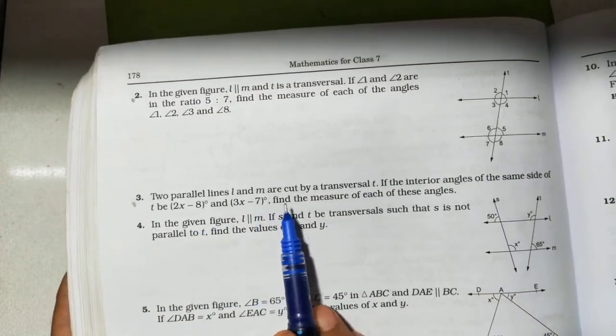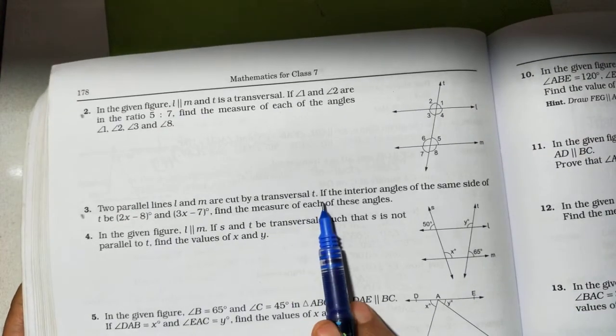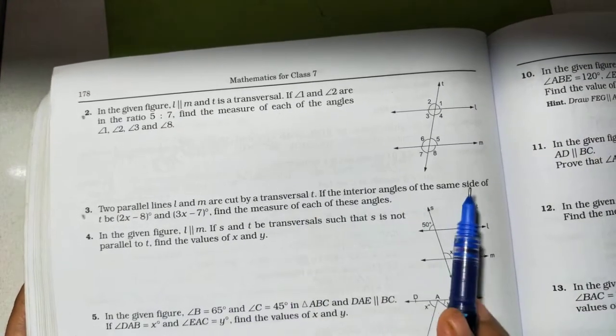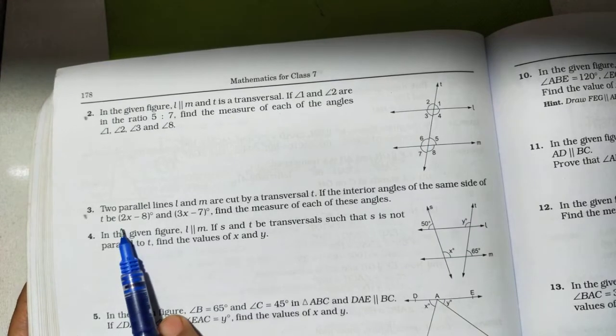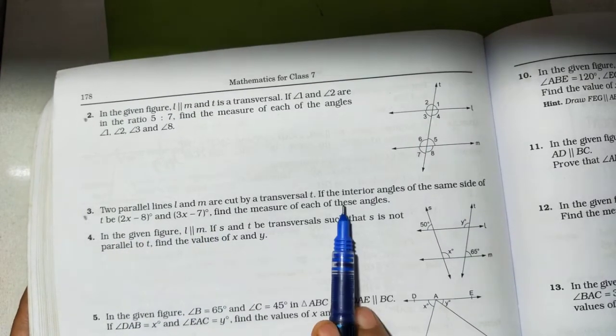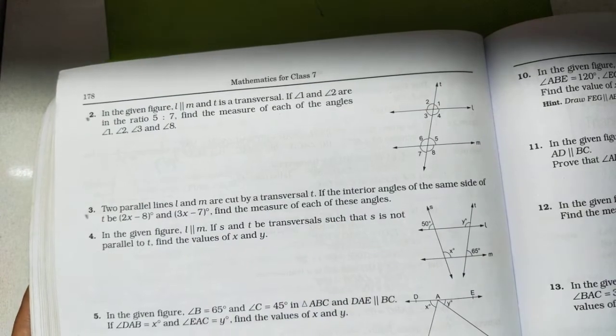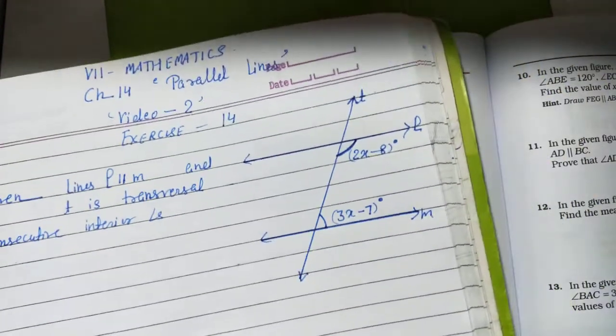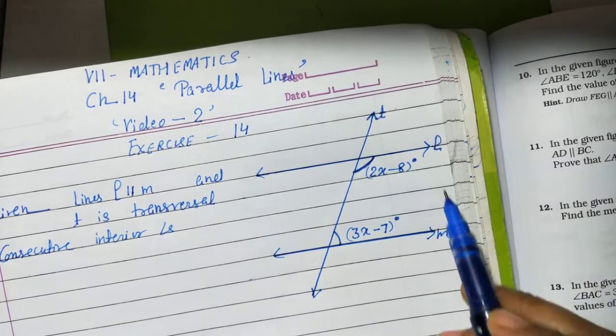Two parallel lines L and M cut by a transversal T. Then the interior angles on the same side of T are 2x minus 8 and 3x minus 7. You have to find out the measure of these two angles. Class, we will draw the figure ourselves. Two parallel lines, L and M.